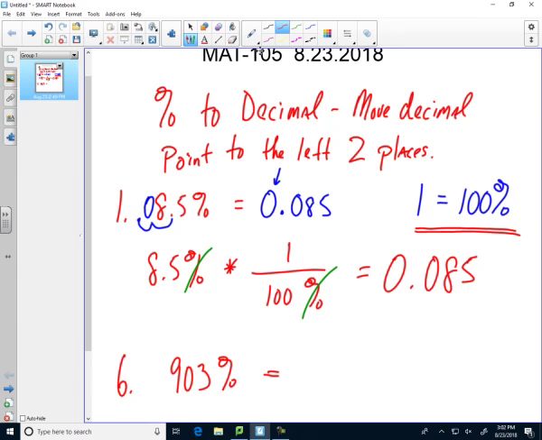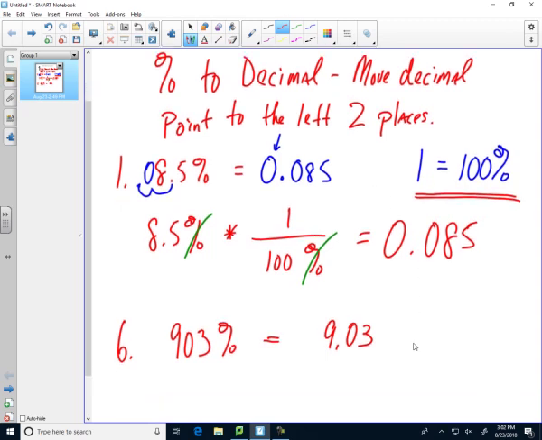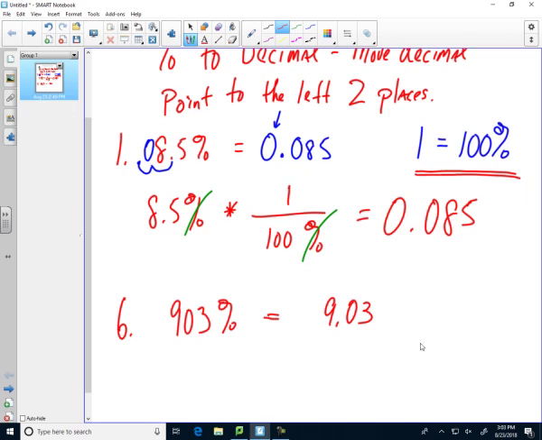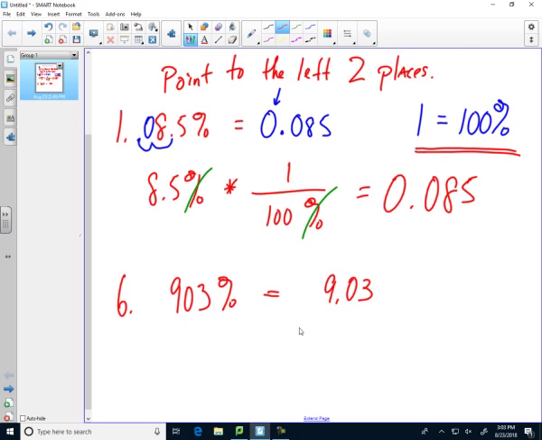So, what's that going to be? 9.03. Okay, is everybody okay with that? I think those are the ones that give people the most problems. So 900% increase is like you multiply it by 9. 900% is a lot. Okay?